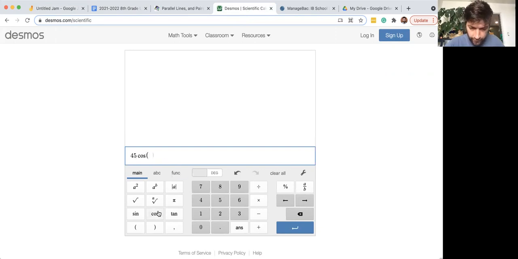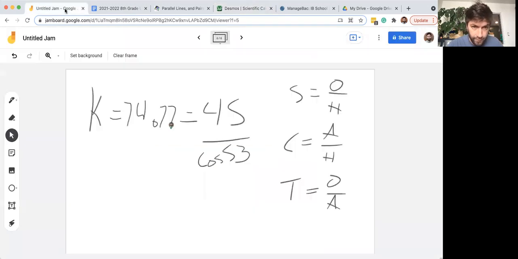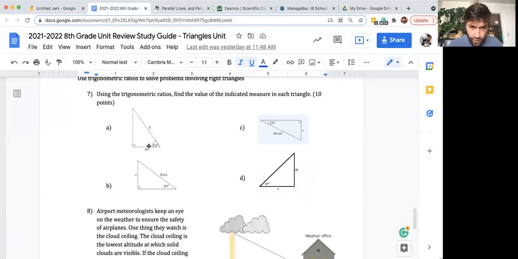45 divided by the, that's times. We want divided by the cosine 53. You get 74.77. Okay, equals 74.77. And that's longer than our leg, so we didn't make a mistake. At least we know that.